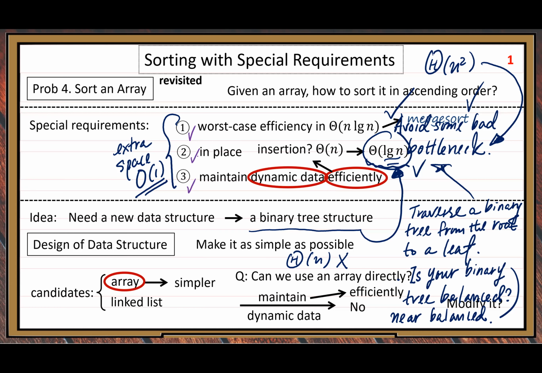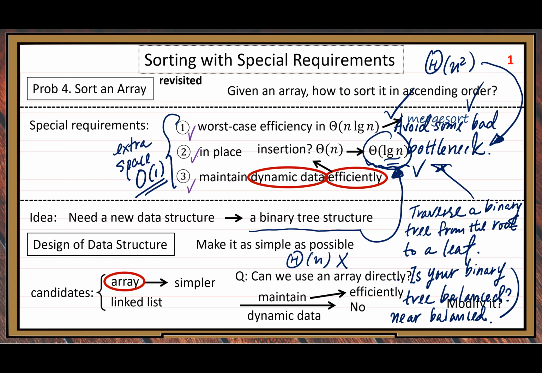The data structure, we want to use array to construct it. But if we just use array directly, we cannot store a binary tree in it. So we have to modify. We have to add some extra property to this array so that we can store a binary tree in it.